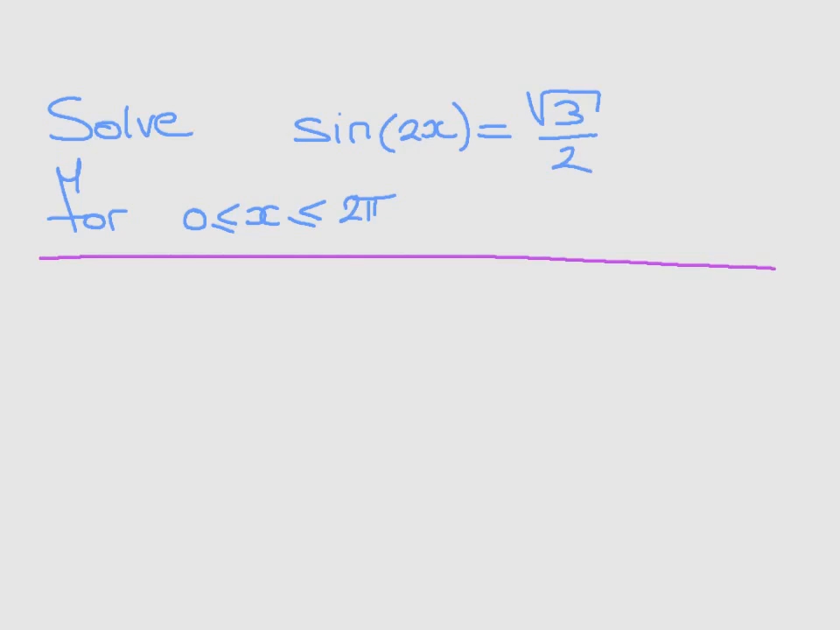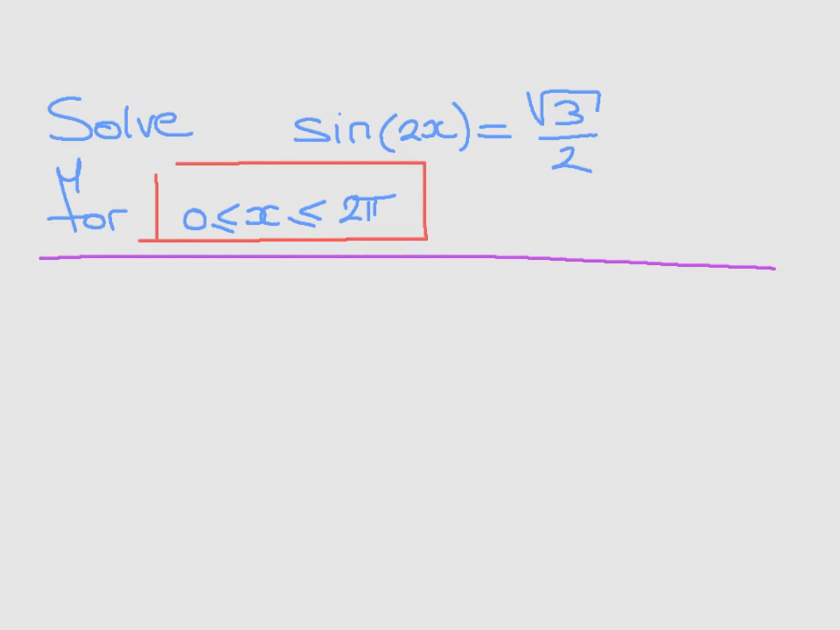In this video, we'll see how to solve the equation sine of 2x equals square root of 3 over 2 for x less than or equal to 2 pi and greater than or equal to 0. Now, the first thing you really have to do is make a note of the domain over which we're going to be solving this equation. That's going to be very important later.